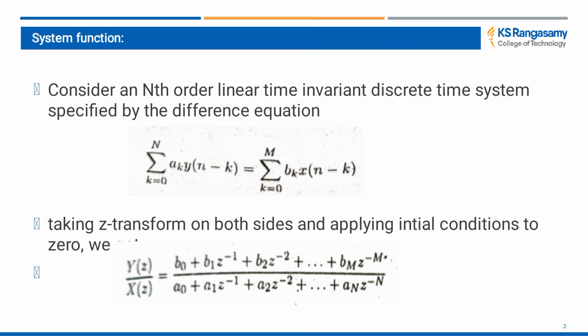So on taking the Z transform on both the sides and applying the initial conditions as 0 in both the cases, we have obtained the transfer function as Y of z divided by X of z. So on cross multiplying, we will have this particular equation. It was y of n minus k, so it is rewritten as Y of z with the coefficients ak, where k varies from 0 to N.